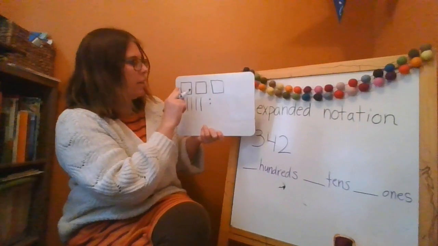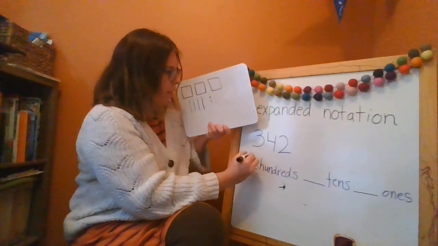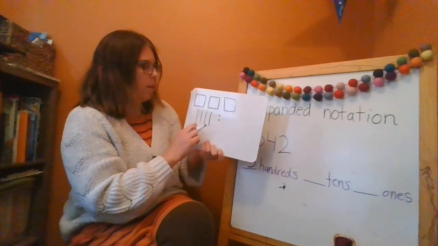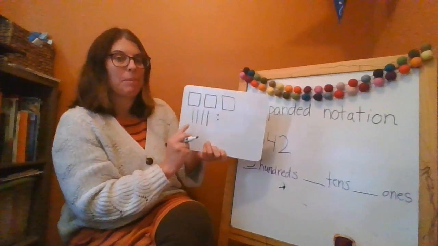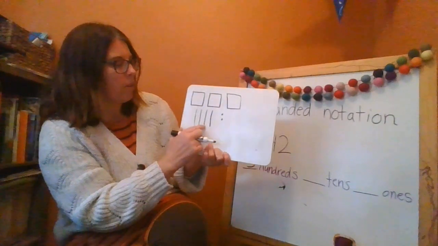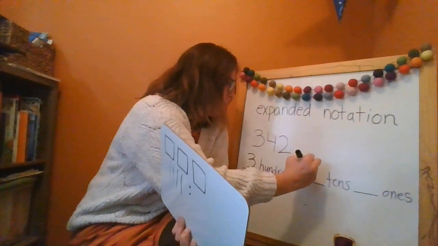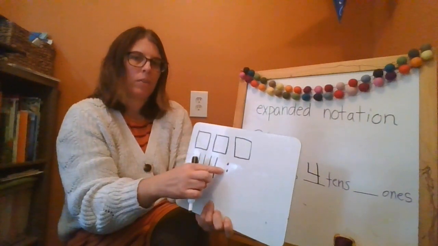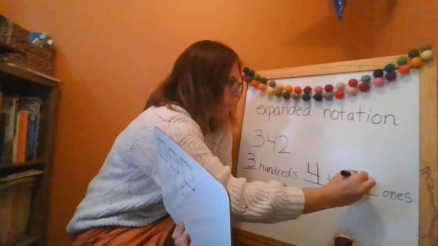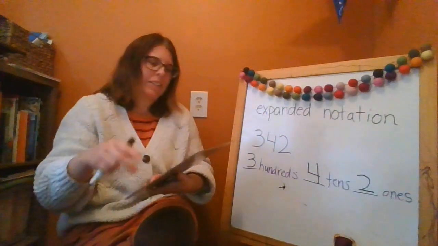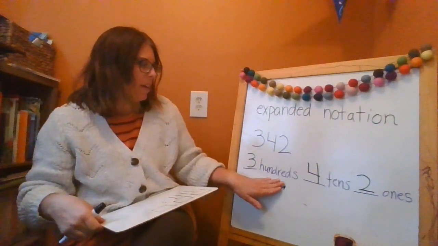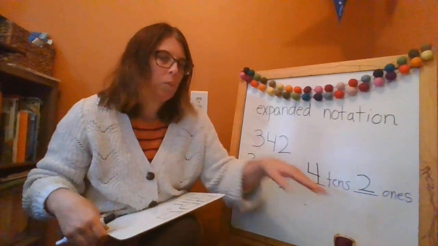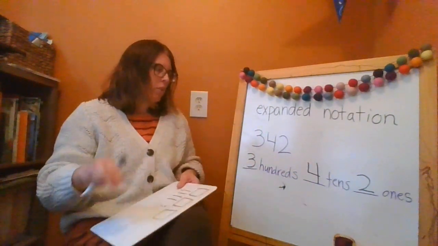How many hundreds is it? 1, 2, 3. It's 300s. How many tens? Oh, 1, 2, 3, 4. I forgot I was counting by tens, but let's just count by ones. 1, 2, 3, 4. 4 tens, and how many ones? 2 ones. Okay, 300, 4 tens, 2 ones. And they go together to make 342.